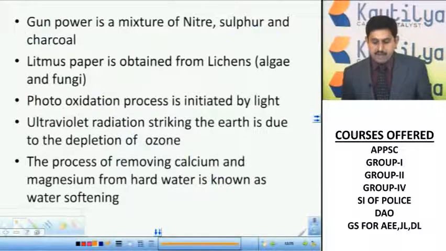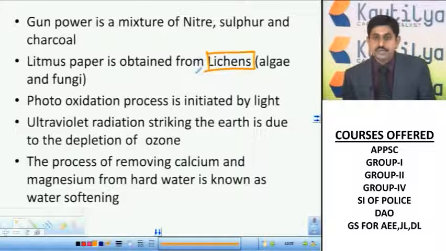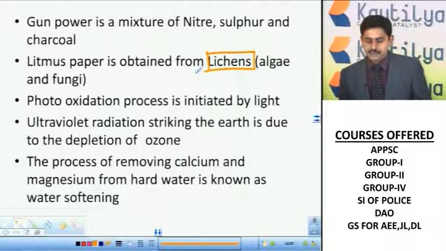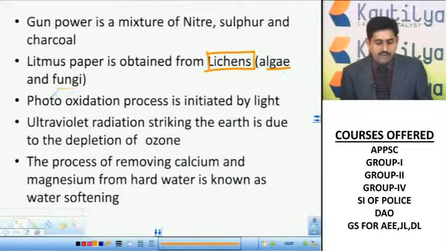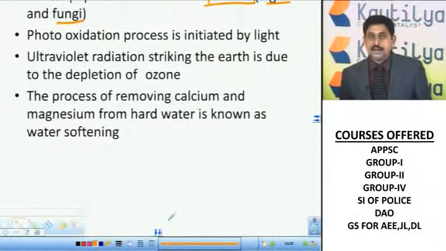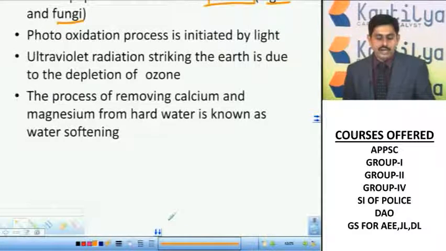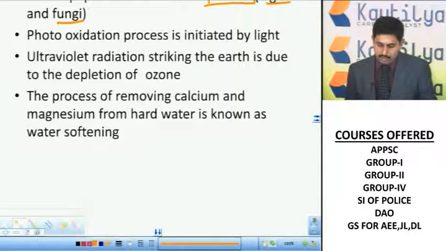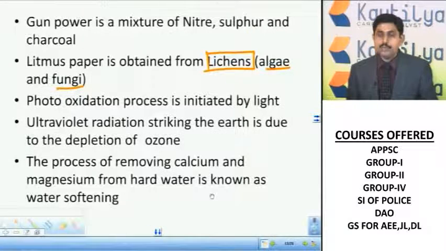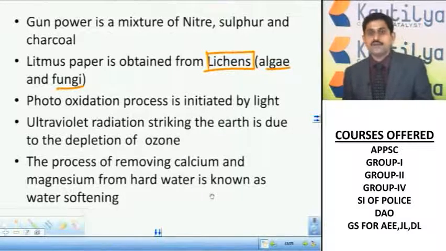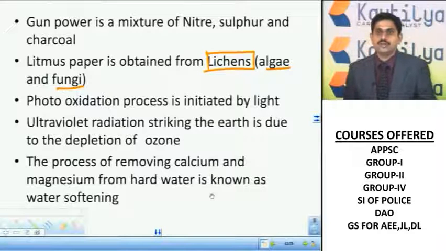Gunpowder is a mixture of nitrate, sulfur and charcoal. Litmus paper, this is very important, is obtained from lichens. Lichens are a symbiosis, consisting of algae and fungi. Algae are green in color and involved in the process of photosynthesis, whereas fungi are non-green in color. Both together lead their life by mutual sharing. Lichens are a combination of algae and fungi. One is photosynthetic, the other is non-photosynthetic. Algae is the photosynthetic one.